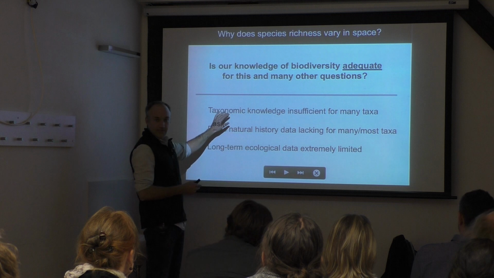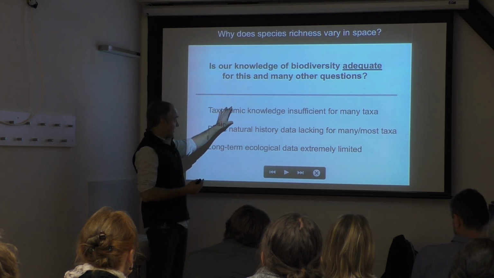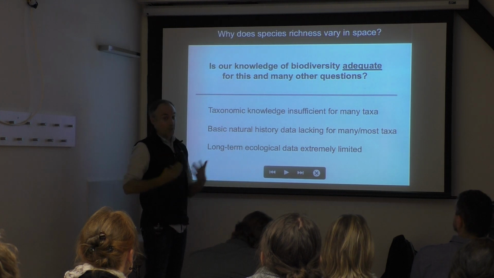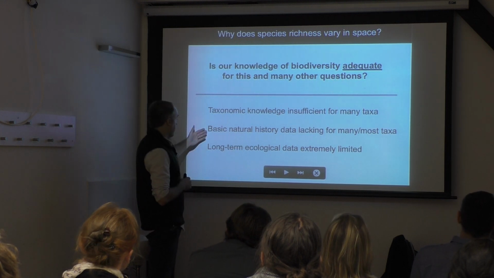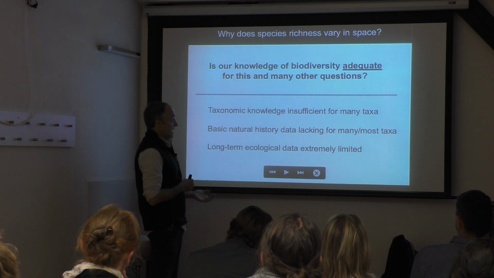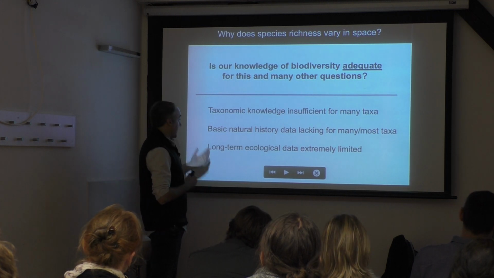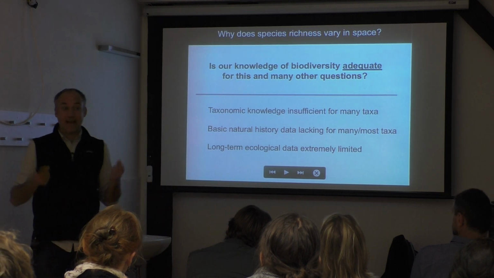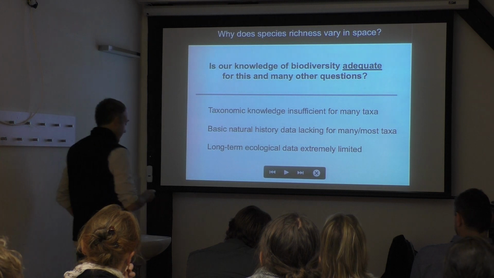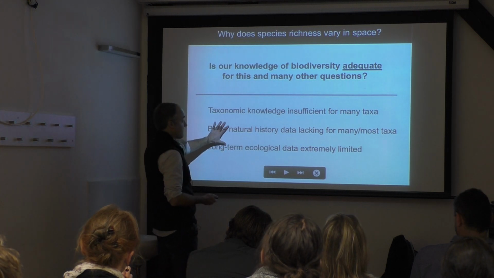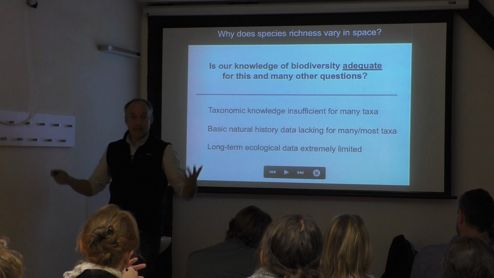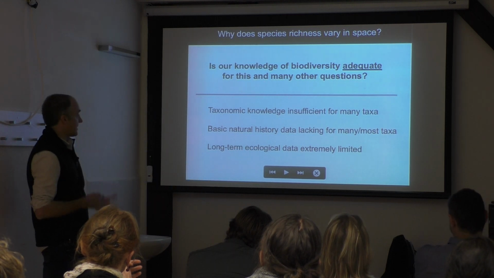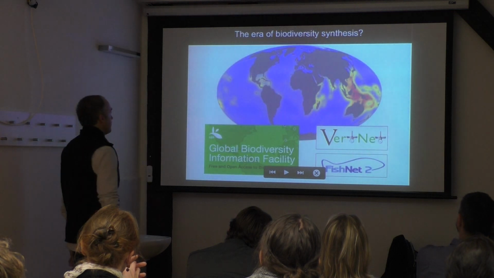Taxonomic knowledge is insufficient for many taxa, maybe not so much for fishes, but if you get to things that don't actually have vertebrae, it gets really, really bad for some groups. Basic natural history data is lacking for many or most taxa across the tree of life. And long-term ecological data are extremely limited. So in some ways, you can imagine that our ability to even ask questions about the latitudinal diversity gradient is going to suffer, because we don't actually have the data to deal with basic taxonomic and natural history issues that are important for parameterizing ideas about the latitudinal gradient.